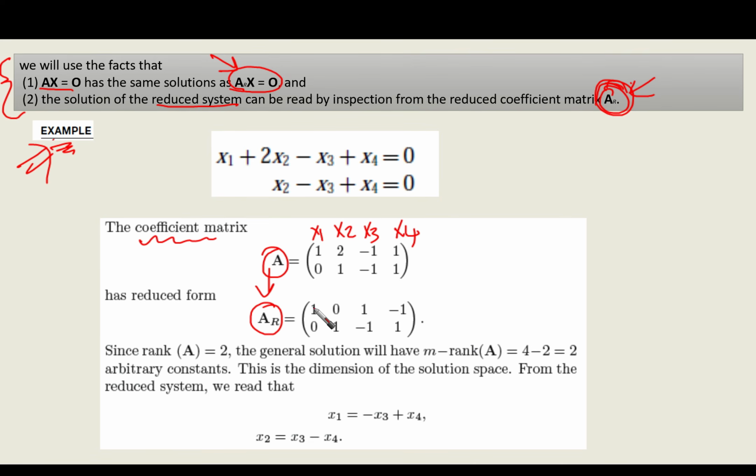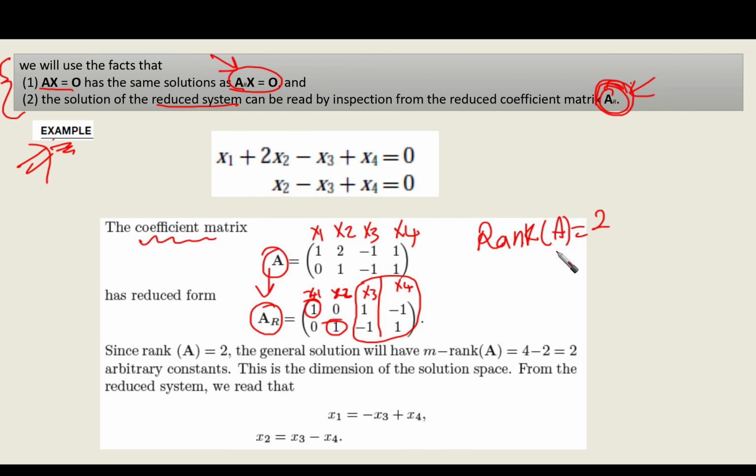We're going to find that in AR we have the leading entries here. So we have x1 and x2 considered to be dependent, and x3 and x4 are going to be our free variables, because they are the two columns that do not have the leading entry. First of all, the rank of A equals the number of non-zero rows in the reduced matrix, which is 2.